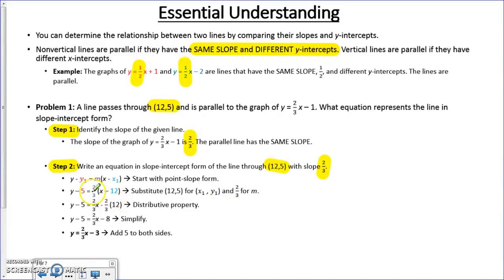Now we simplify. Distribute 2/3: 2/3 times x is 2/3 x, and 2/3 times 12 is 8. y minus 5 equals 2/3 x minus 8. Add 5 to both sides. y equals 2/3 x minus 3 would be an equation that represents the line that is parallel to the graph of y equals 2/3 x minus 1. Same slope, different y-intercept.